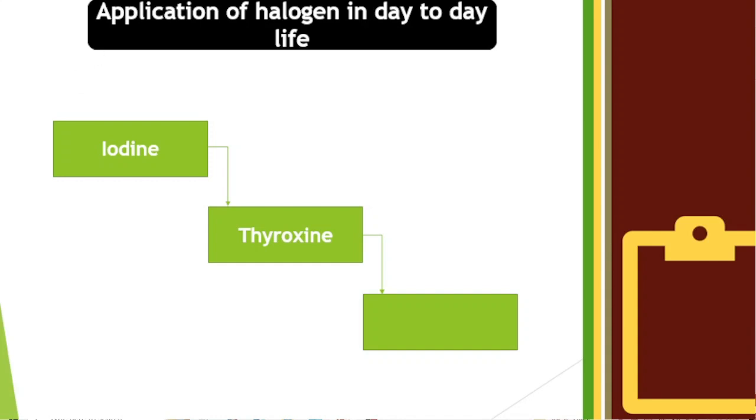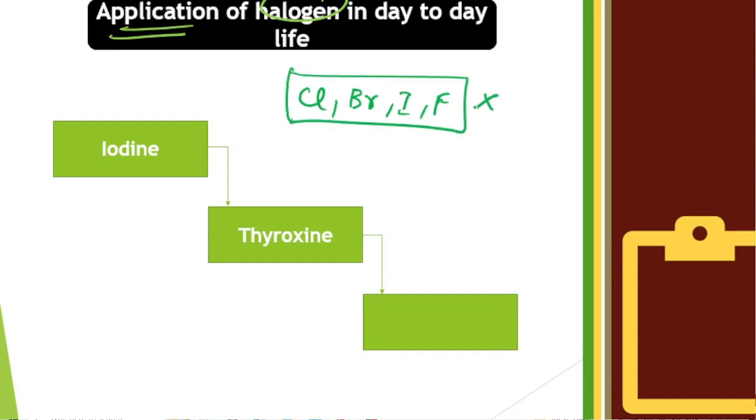So application. What will you think about application? Application means how these haloalkanes, that is halogens, are used in our day-to-day lives. Already we discussed what halogens are: chlorine, bromine, iodine and fluorine. How these compounds are used. Now let us see the applications.